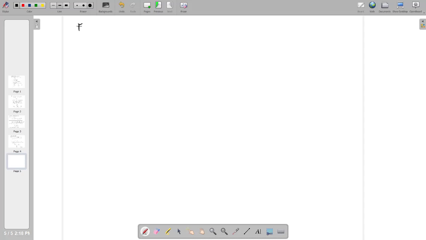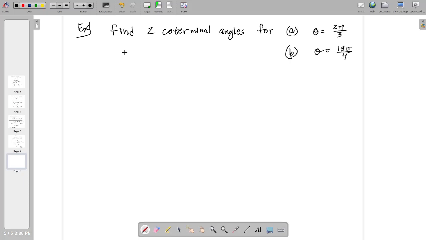Let's go ahead and do an example. Find two coterminal angles for A, theta equals 2 pi over 3, and B, theta equals 13 pi over 4. I also want one positive angle and one negative angle. Let's go with A. Theta equals 2 pi over 3. I'm going to go ahead and draw that for you.